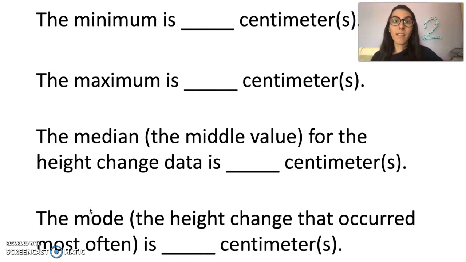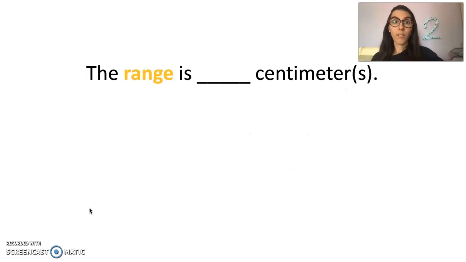Then you are being asked to find the mode. Now remember that the mode is the height change that occurred most often. The number that occurred most often, or that you saw the most times. What number would that be? And finally, you are being asked to find the range. So here is how you would find the range. You would take the maximum, which is 9, minus the minimum, which is 1, and that would give you your range.